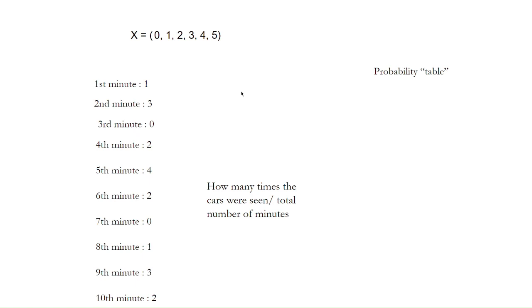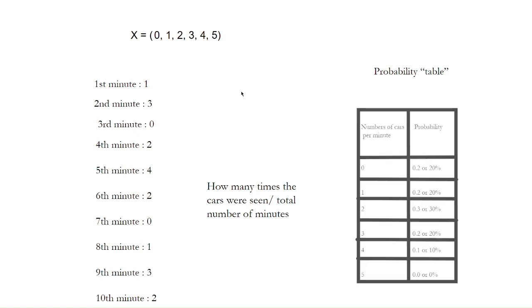Then we have to make a probability table or distribution, and it'll look something like this. So 0 cars pass through. The probability is 20% because it's 2 divided by 10. So 20%, 1 car also 20%, and so on. So we have just created a probability table right here.